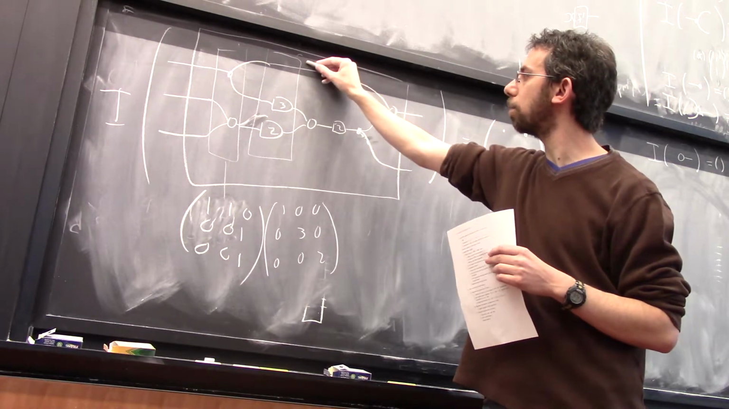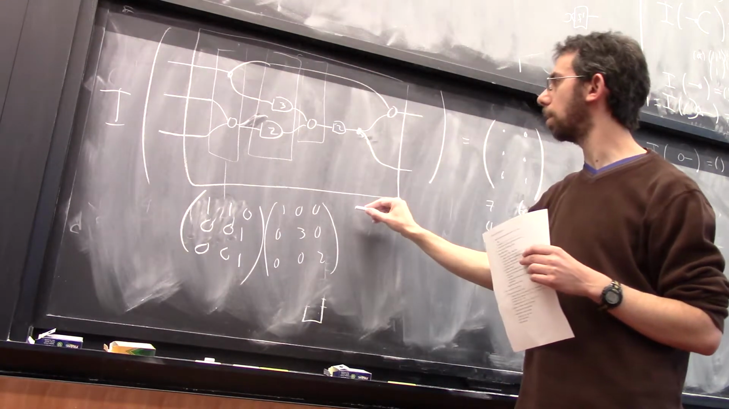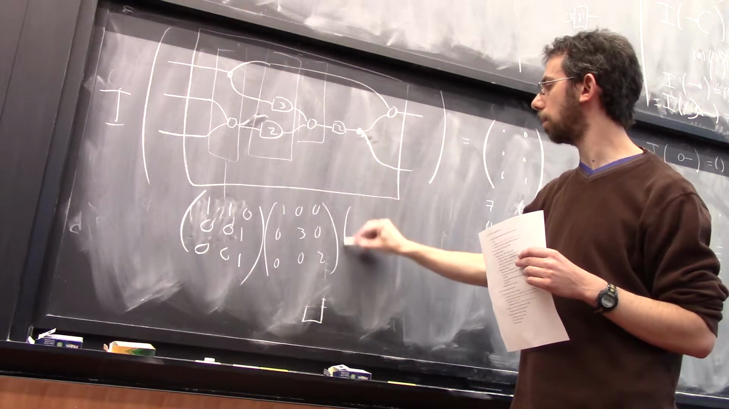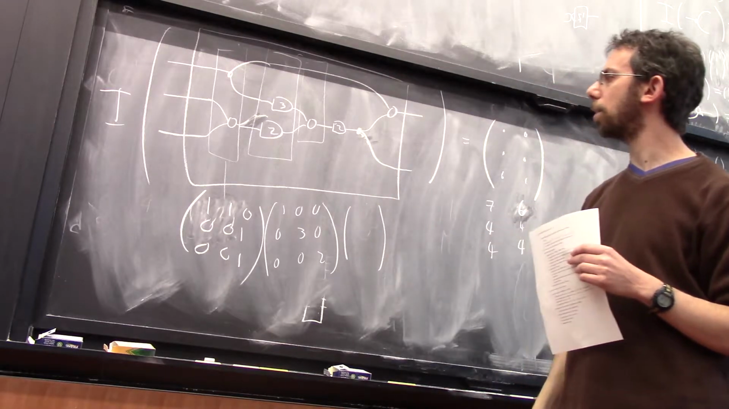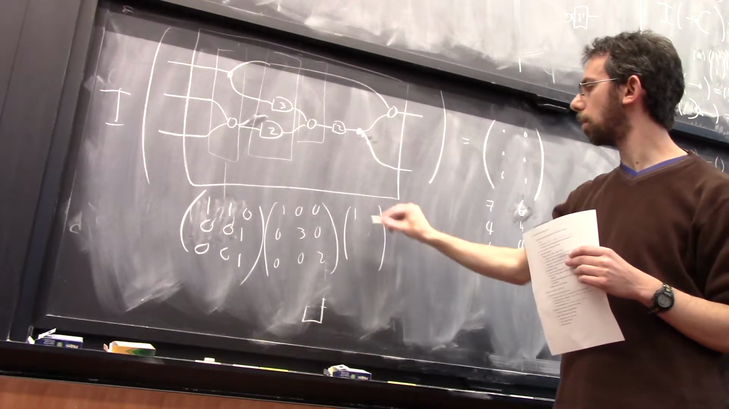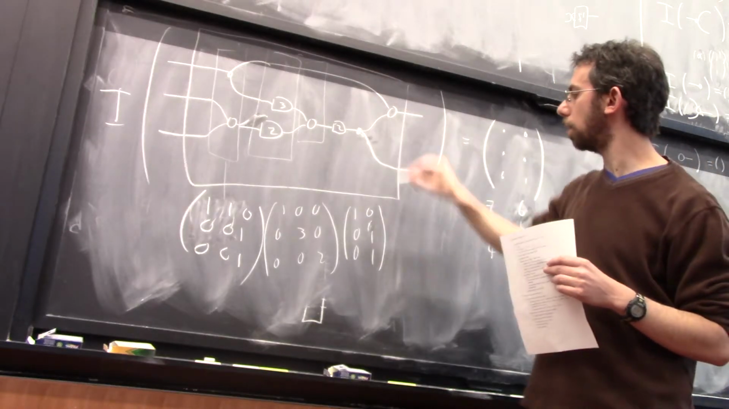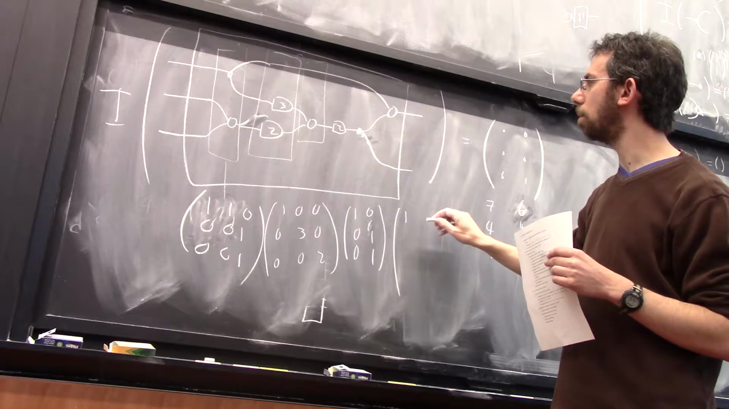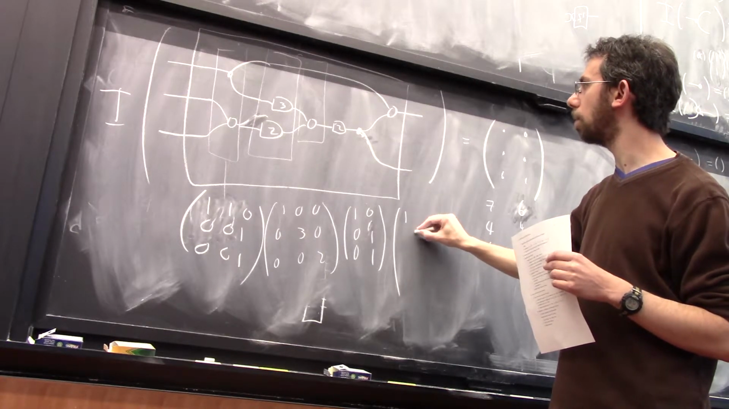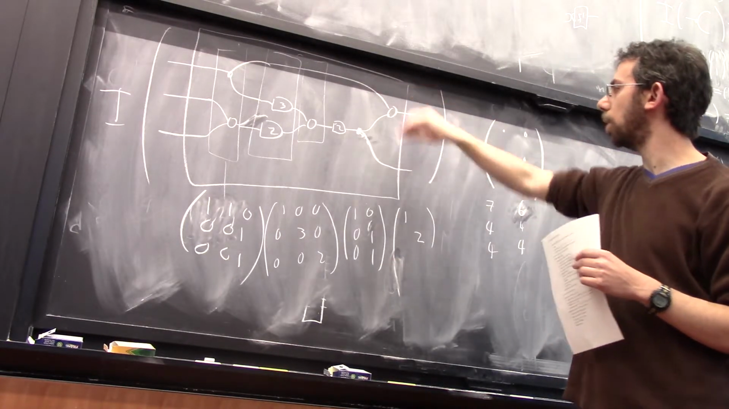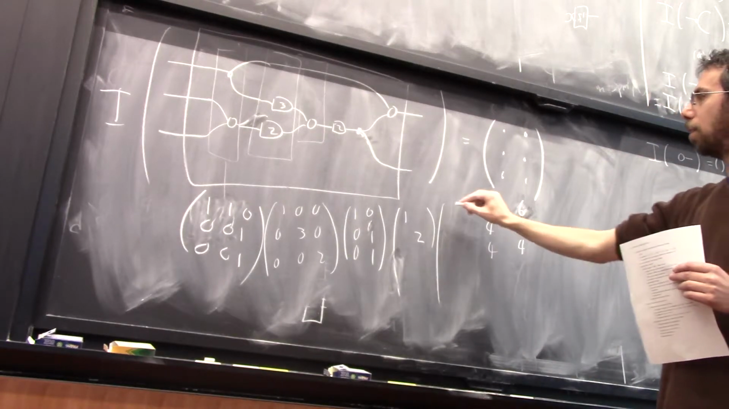And what matrix is this one? It's going to be a 3 by 2. What matrix is it? 1, 1, 1, 1. And this one is like 1 and 2. And this one is like, I don't know, 1, 1, 1.